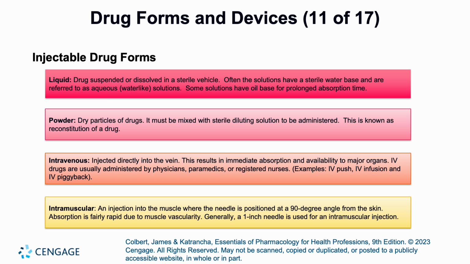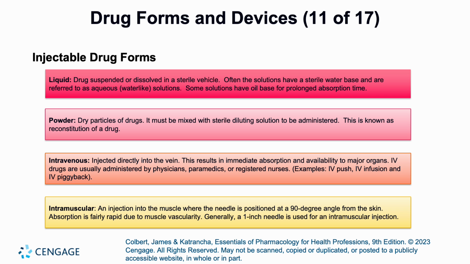Intravenous is injected directly into the vein, like those 3 routes we talked about before. If you think about it, a vein is bringing blood flow directly back into the lungs to be reoxygenated, then back into the heart to be pumped back out to the body. So it's a very immediate absorption. That process happens very fast, and then that medication is available to major organs very quickly.